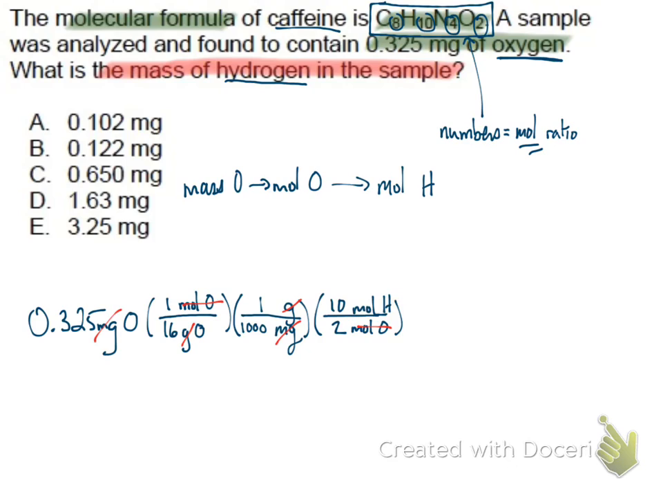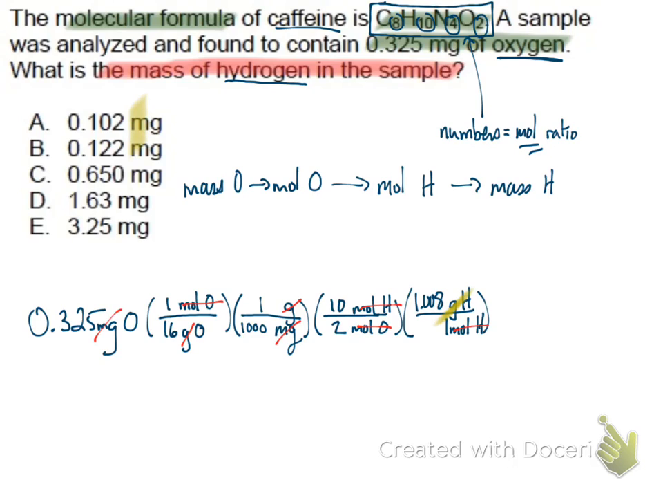When we look at our answer choices, however, we see we need to be in terms of mass. And so now let's convert from moles of hydrogen to mass of hydrogen. That's not too difficult. We know how to get from moles to grams. So 1 mole of hydrogen is going to be 1.008 grams of hydrogen. That lets us cancel out the moles of hydrogen. We're now in terms of grams of hydrogen.